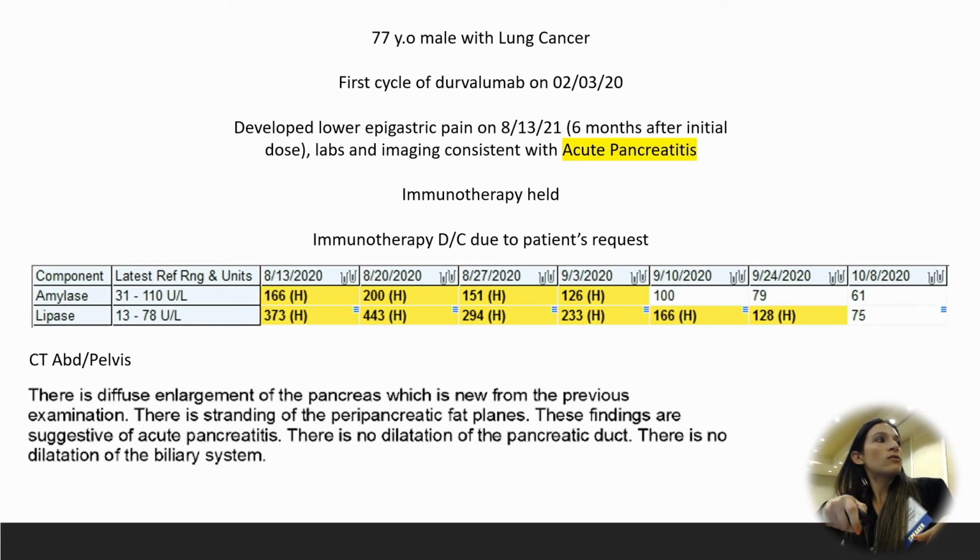So this is one of her patients, a 77-year-old with lung cancer, he got durvalumab, and you can see he complained that he was having epigastric pain. So we think, oh, let's just check the amylase and lipase, and boom, they're high. So we hold immunotherapy, right, and we do a CT, and the CT findings are suggestive of acute pancreatitis. This patient was not really sick, he was just having epigastric pain, so he falls on the moderate toxicity.